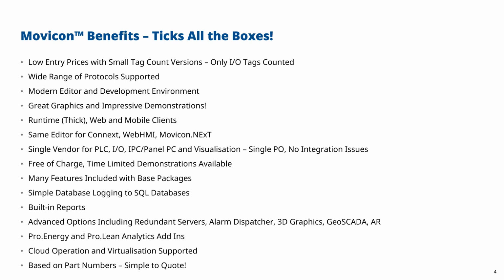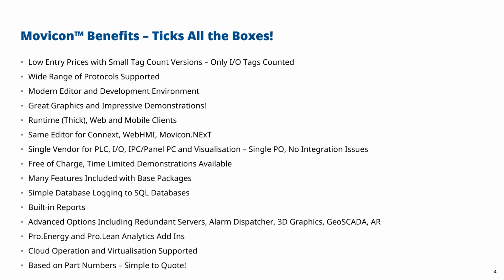Then we can offer lots of options on top of Movicon, such as redundant servers, alarm dispatcher to send alarms to mobile users. We have 3D graphics support, we've got GeoSCADA, and we've got AR. We've also got the options for Pro.Energy and Pro.Lean, which are add-ins using nice analytical tools which give you predefined dashboards and reports, as well as lots of customizability for lean manufacturing and for energy efficiency applications. We automatically support cloud operation and virtualization, so that allows Movicon to run anywhere, either on your local computer, on your corporate central computers, or in the cloud, all supported.